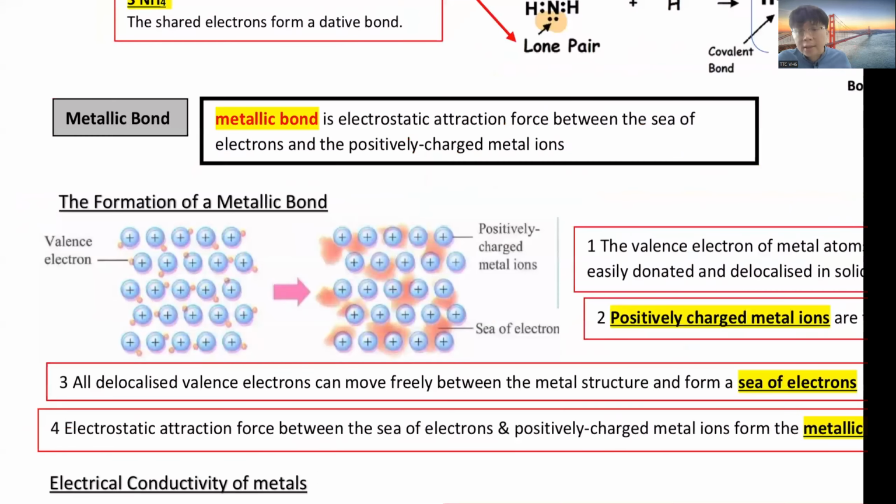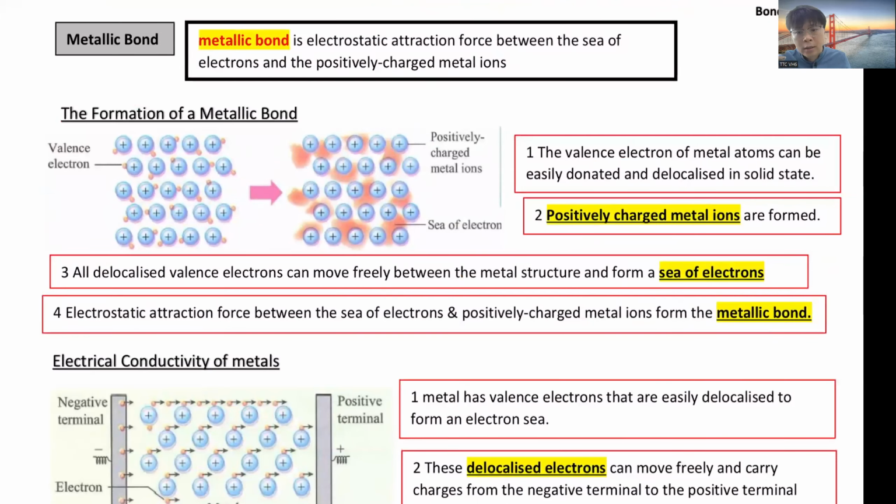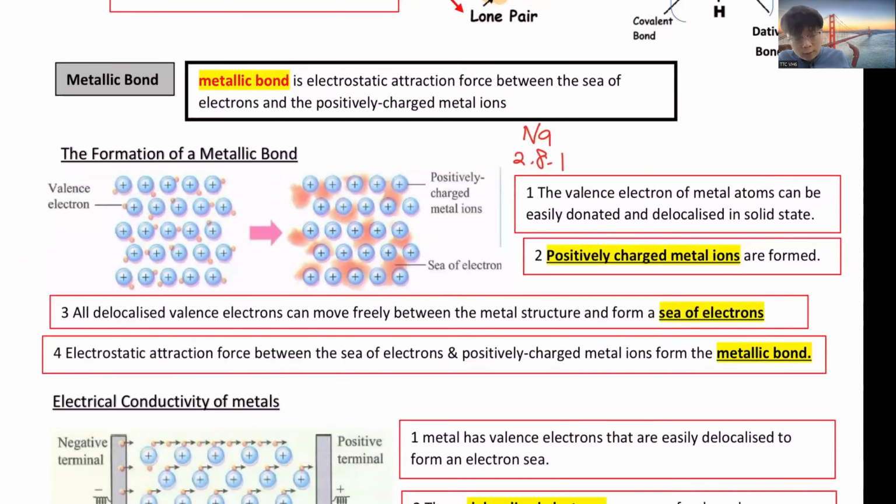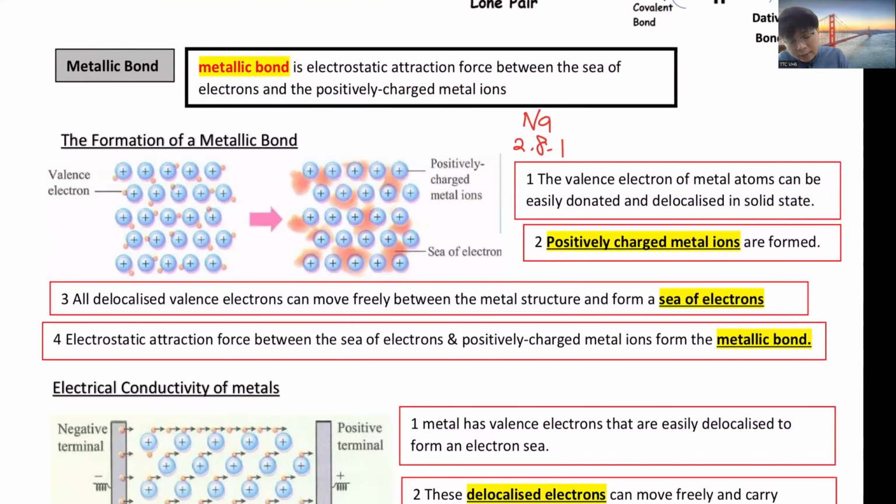Then the last one, metallic bond. For metallic bond, you need to understand that metals are not stable. For example, sodium 2.8.1. In ionic bonding, metal wants to donate and non-metal receives, so it works. But for metallic bonding it doesn't work, because all are sodium. Everybody wants to donate the electron, but nobody wants to receive. So in this case, what happens? Everybody will just throw away the electron. Ionic is transfer of electron: I donate, you receive. Now everybody throws together. We say that the valence electrons of the metal atoms can be easily donated and delocalized. Delocalized means everybody donates out and nobody wants them.